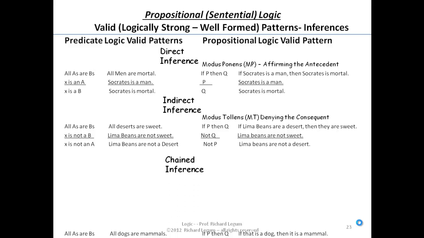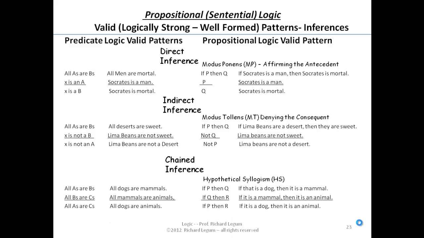Next, the chained inference. And here are two examples. All A's are B's, all B's are C's. Therefore, all A's are C's. All dogs are mammals, all mammals are animals. Therefore, all dogs are animals.